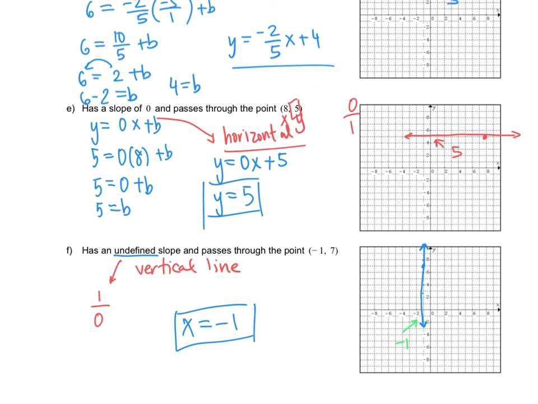But besides this exception, every other scenario, plug your slope into your equation for m, plug your point in for x and y to isolate for b, and then put it all together. Or graphically, plot your point, apply your slope, and visually see that y-intercept.